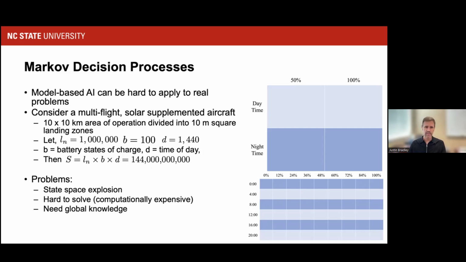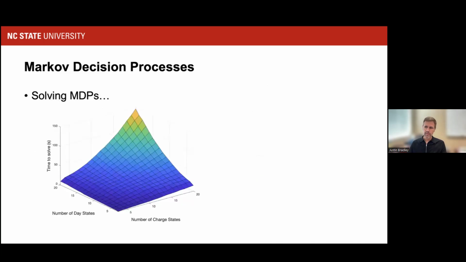So the point is that in real world problems that are interesting to roboticists, MDPs tend to blow up, and they also need global knowledge. There's some interesting insight, though, that comes if you start thinking about the MDP state spaces and the impact they have on policies. Unsurprisingly, if you increase the number of states, whether the number of charge states or number of day states, the time to solve goes up exponentially.